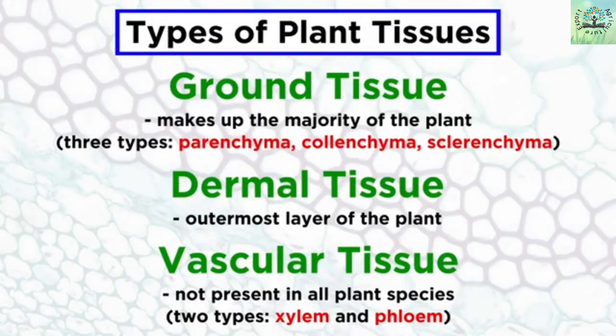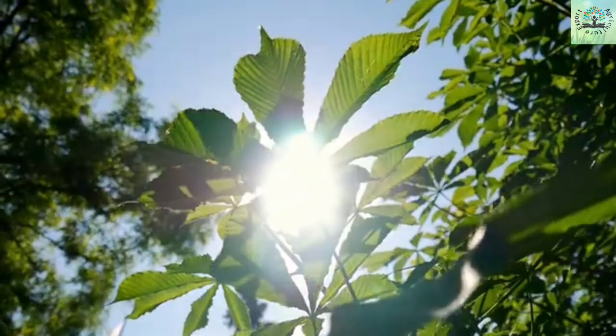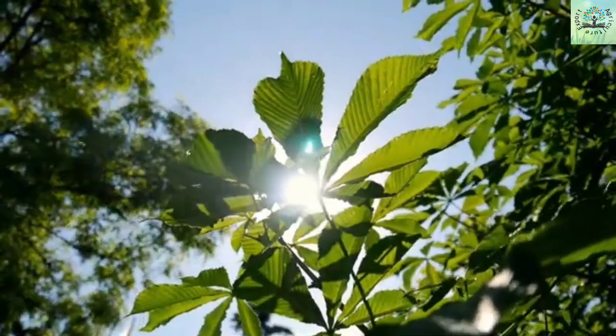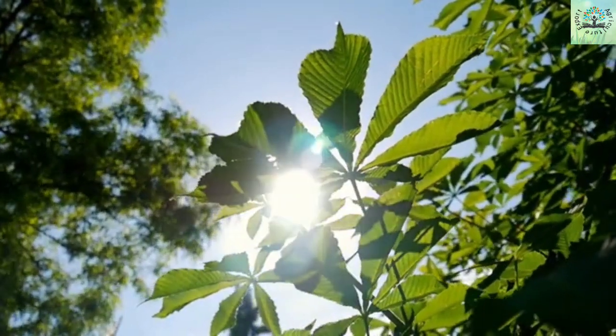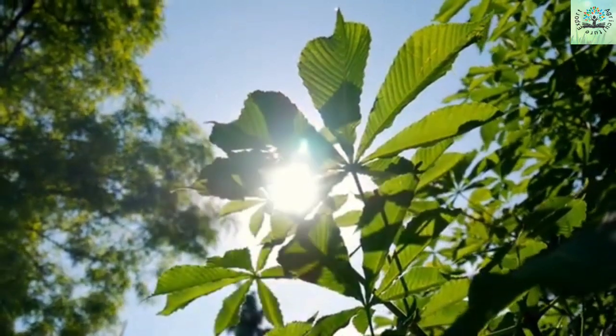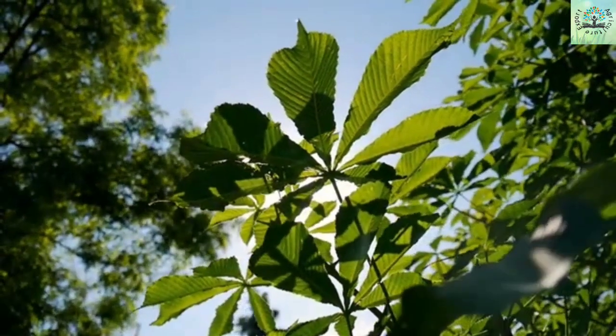So that covers the three types of plant tissues, those being ground tissue with its three subtypes, parenchyma, collenchyma, and sclerenchyma, dermal tissue, and vascular tissue, which can be divided into xylem and phloem. Now that we know the different kinds of cells in a plant and how they group together to form different tissues, it's time to see how those tissues form the different organs or parts of a plant.